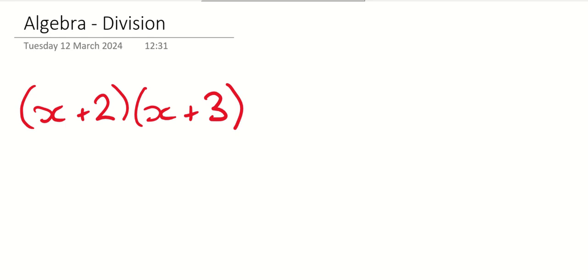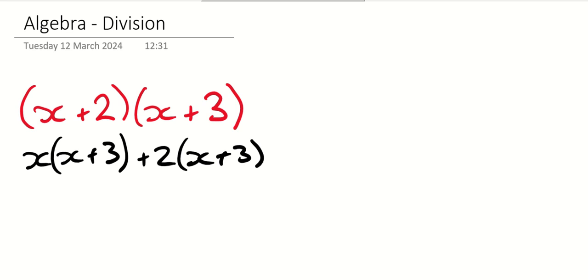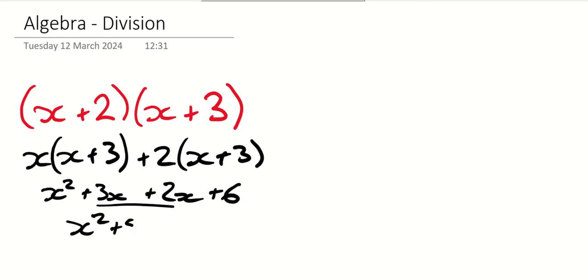Okay, so remember how to multiply out two brackets? You split up the first one and you write the second one twice. Okay, split up the first one, write the second one twice, and you get x squared plus 3x plus 2x plus 6. Combine your like terms, x squared plus 5x plus 6.